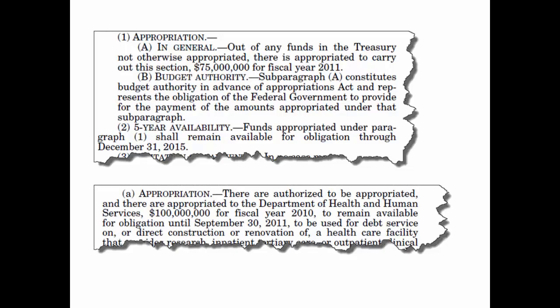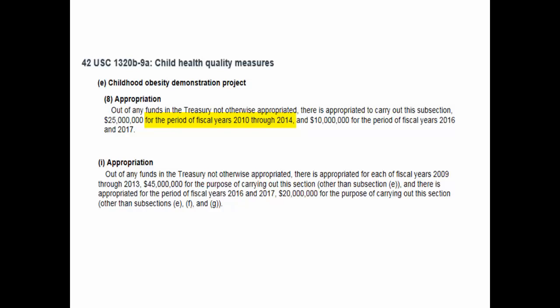The phrases that we look for are "available for obligation through a particular date" and "available for obligation until a particular date," which oddly enough both mean the same thing, "for a period of fiscal years X through Y," and even "for the period of fiscal years X and Y" are typical for a multi-year period of availability. But remember to read carefully.